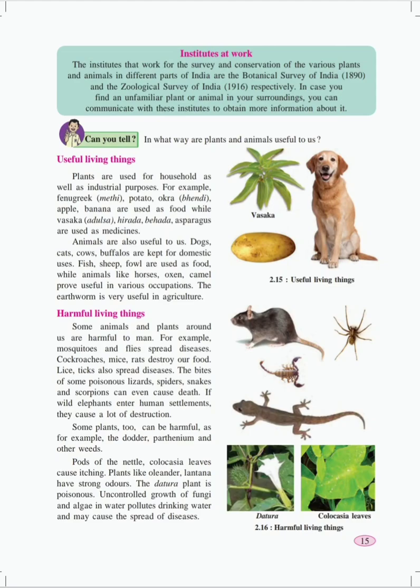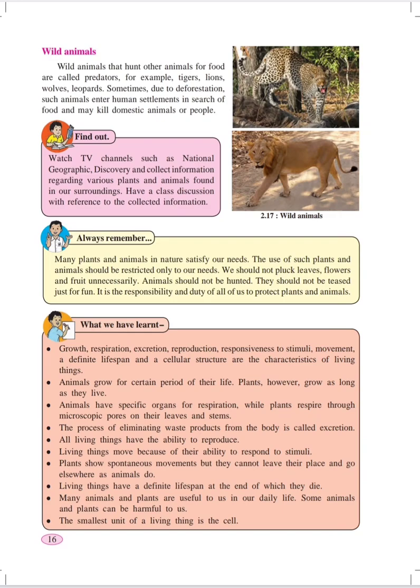Rats, lizards, scorpions, these are a few examples of animals which are harmful. So there are useful living organisms as well as harmful living organisms. Let's now study the last point of this lesson, the wild animals. Animals which live in the forest are said to be wild animals. Tigers, lions, leopards, elephants, these all are living beings which live in the forest. So they are called wild animals.